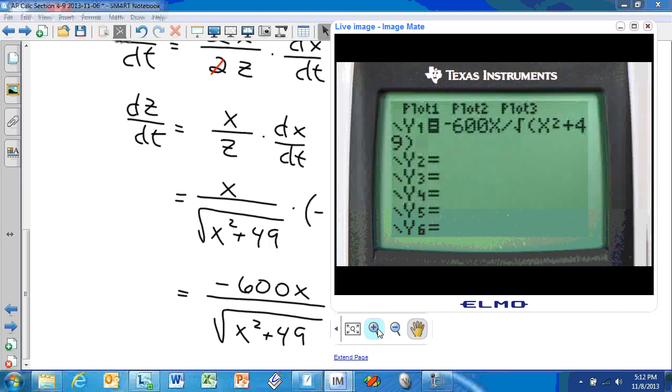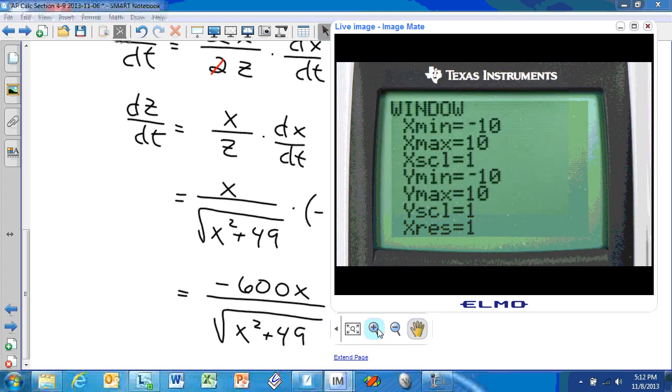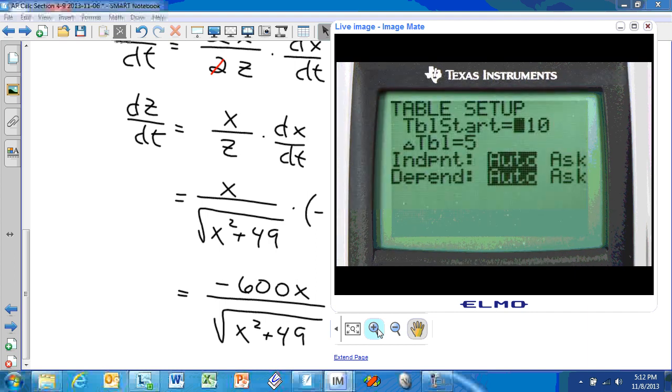And for our window, again, x is measuring the horizontal distance that we are from the plane. So I'm going to go negative 20 to positive 20 for this graph. And I guess I'll put a scale of 5 in here. And for the y values, I'm not totally sure what we need. So I'm going to go to my table, and I'm going to start it out at negative 20. And I'll just go ahead and leave it changing by 5 there.